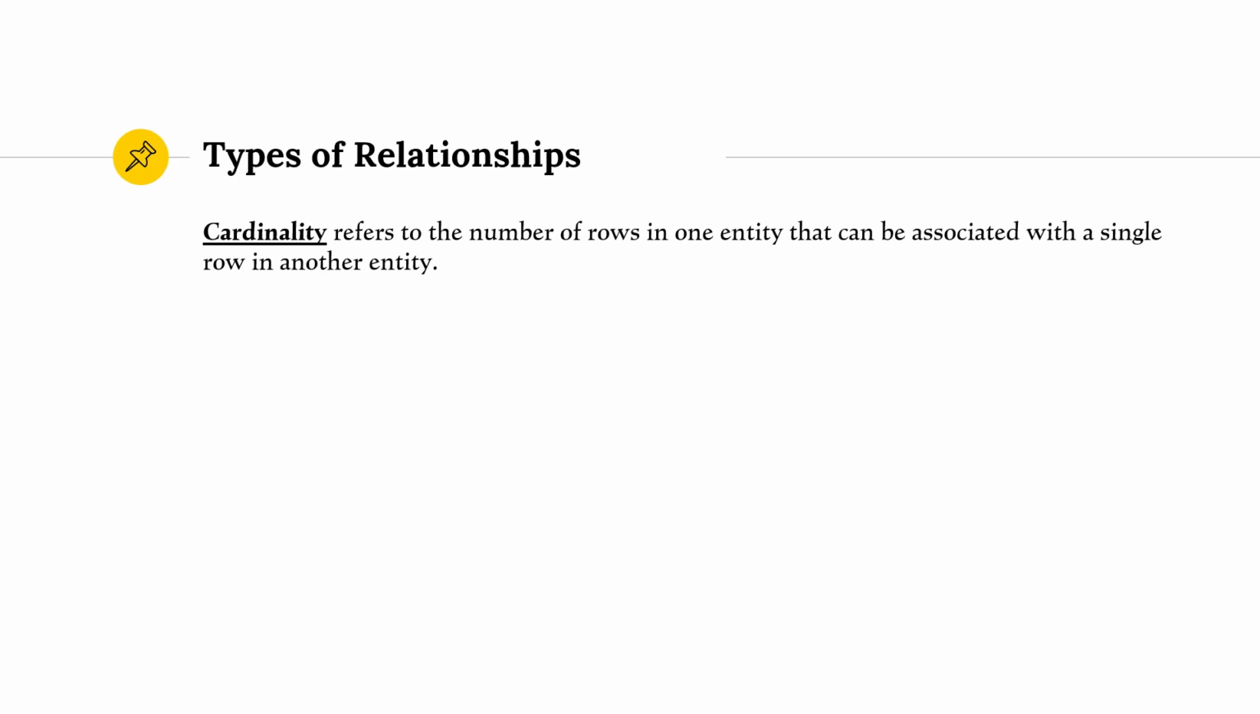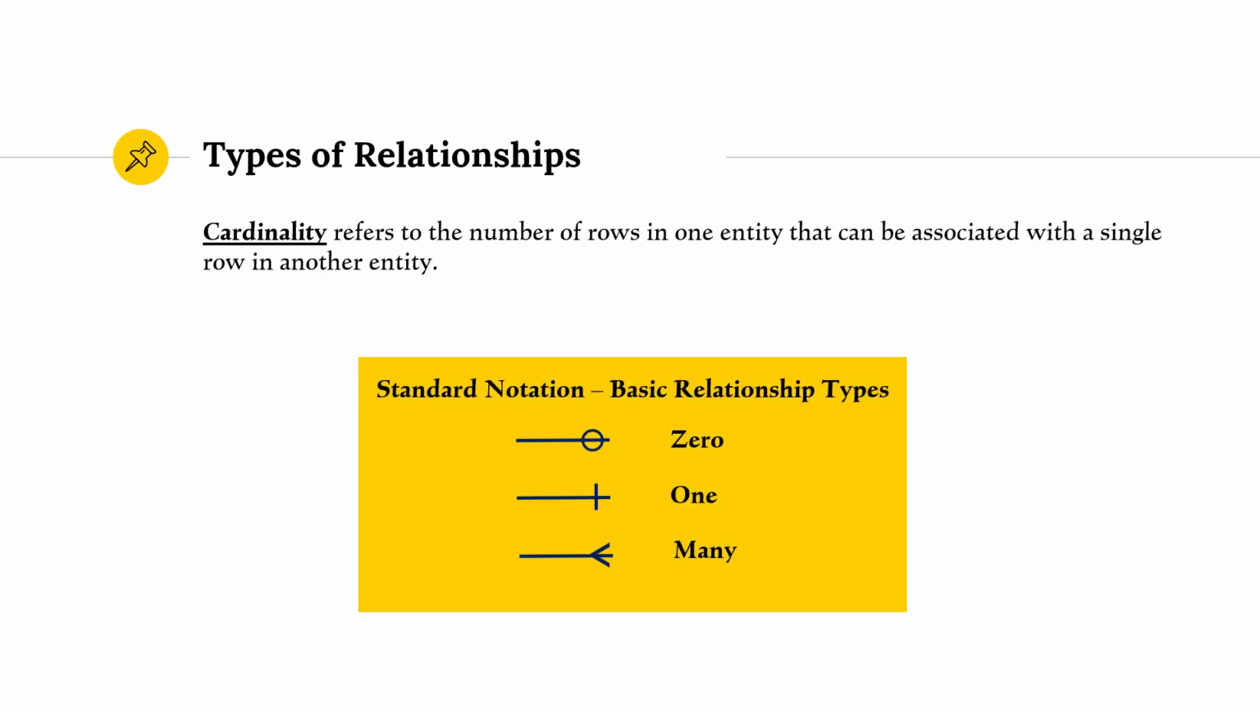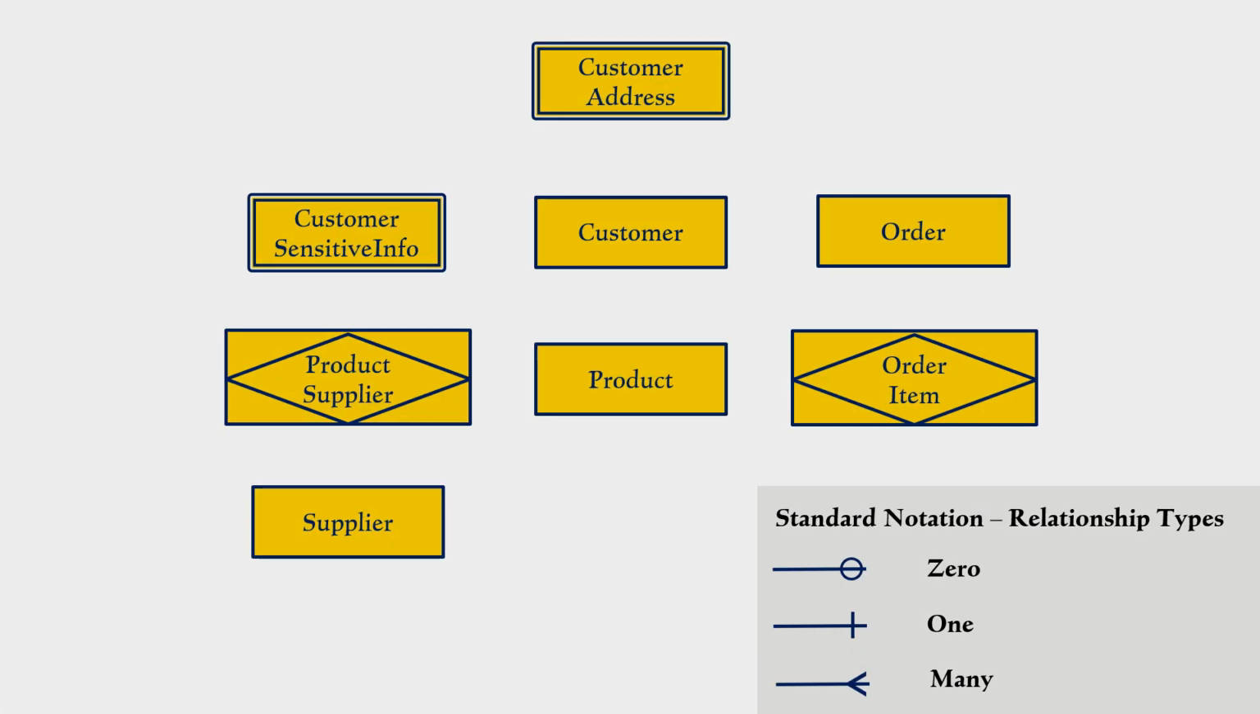To understand cardinality, we only need to remember three possibilities: 0, 1, and many. These are represented using three different symbols: a circle for 0, a vertical line for 1, and three connected lines that resemble a crow's foot for many. By combining these three possibilities, we can represent all relationship types in an ERD.